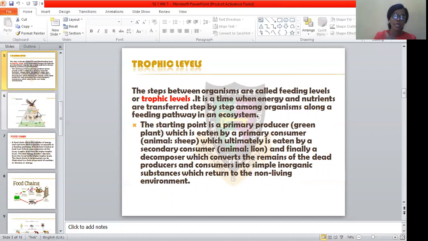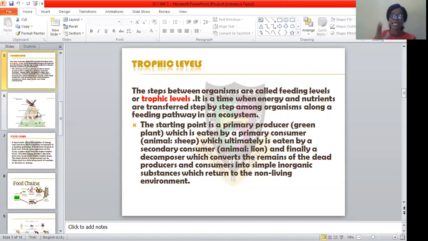The step between organisms is called the feeding level or trophic level. That is, trophic level means the steps between organisms. It is the time when energy and nutrients are transferred step by step among organisms along a feeding pathway in an ecosystem. The starting point is a primary producer.